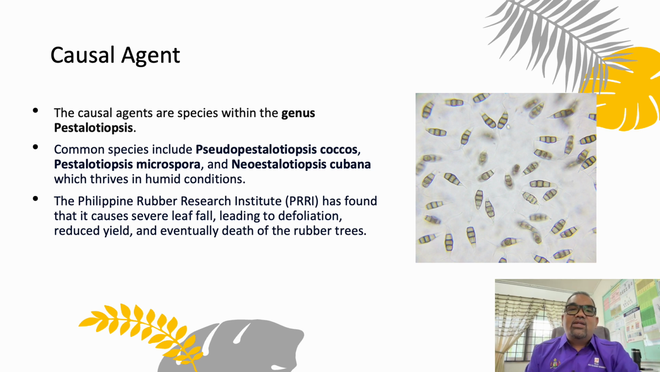The infection starts with a minor lesion on the leaf, but can escalate rapidly if not managed, leading to large-scale leaf drop and ultimately tree death if severe. Understanding this pathogen is crucial for developing effective management strategies to mitigate their impact on rubber plantations.